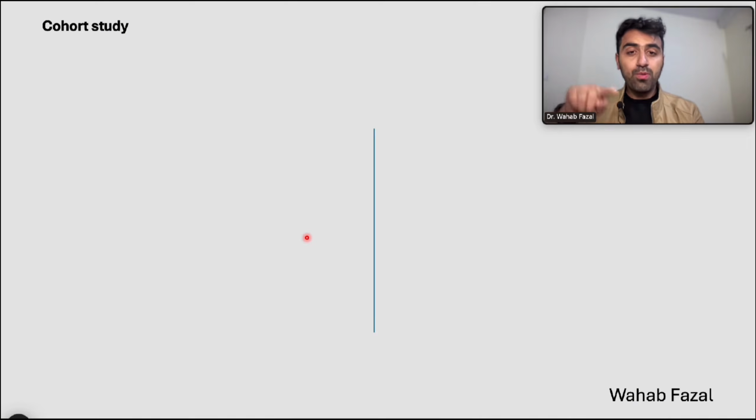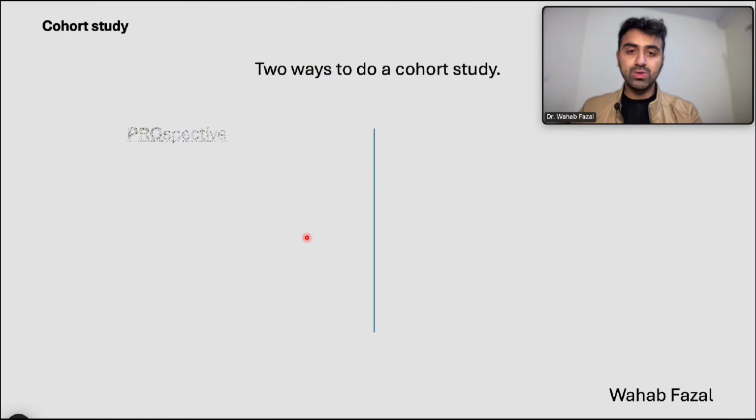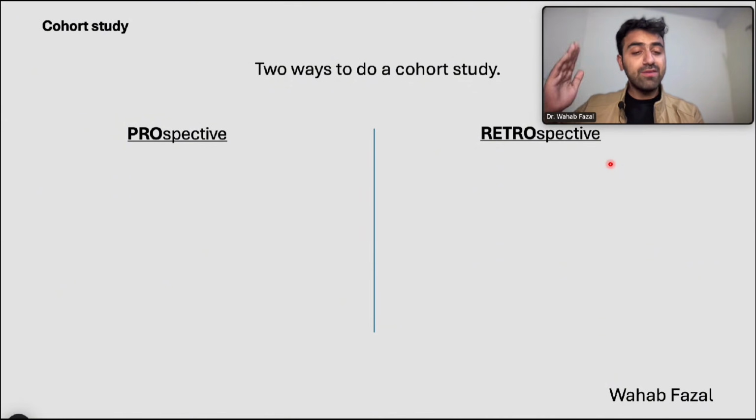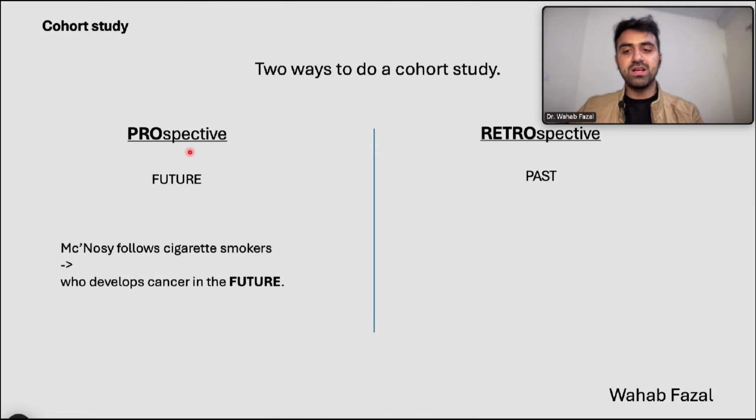So let's talk about both of these processes. There are two ways to do a cohort study. One is the prospective cohort study. The other one is the retrospective cohort study. Just remember that the retrospective one deals with the past. If you remember that retrospective deals with the past, you will easily remember that prospective deals with the future.